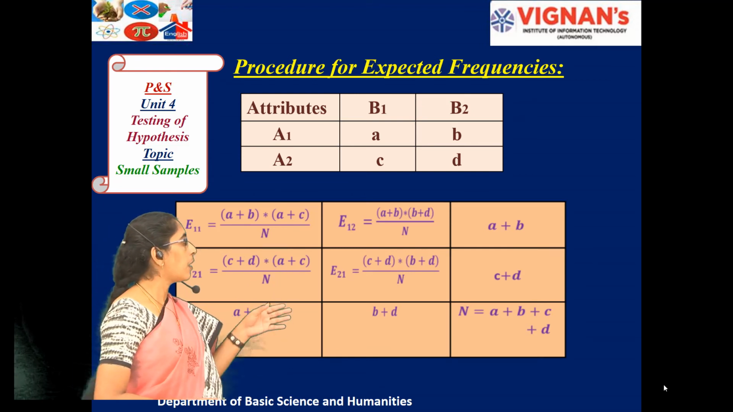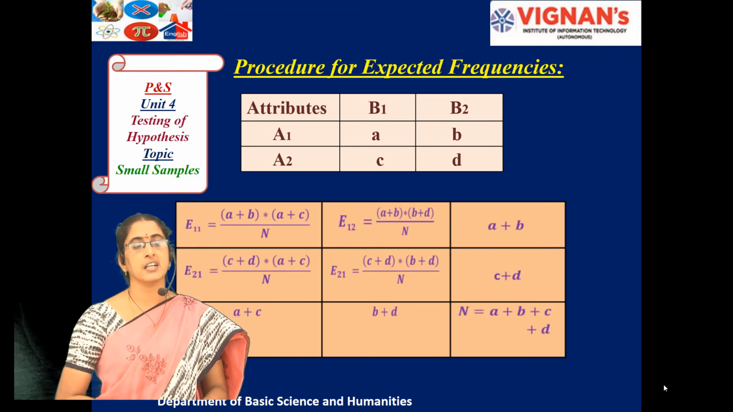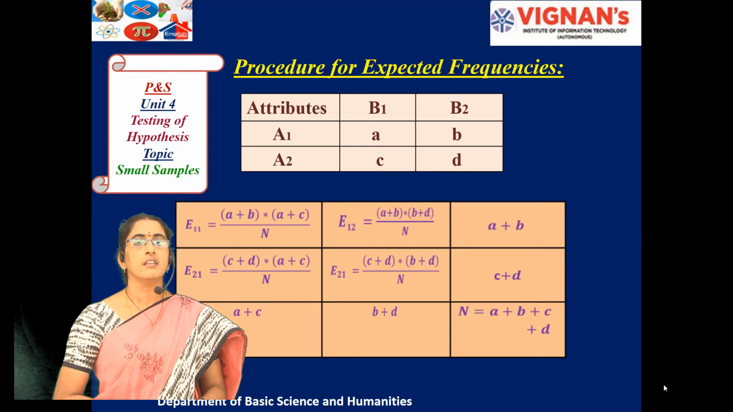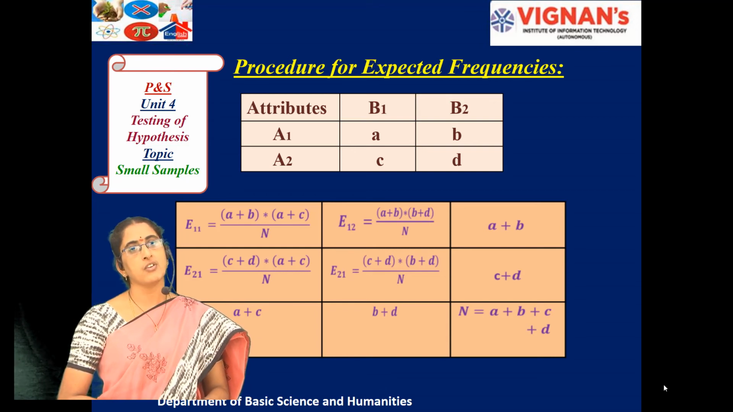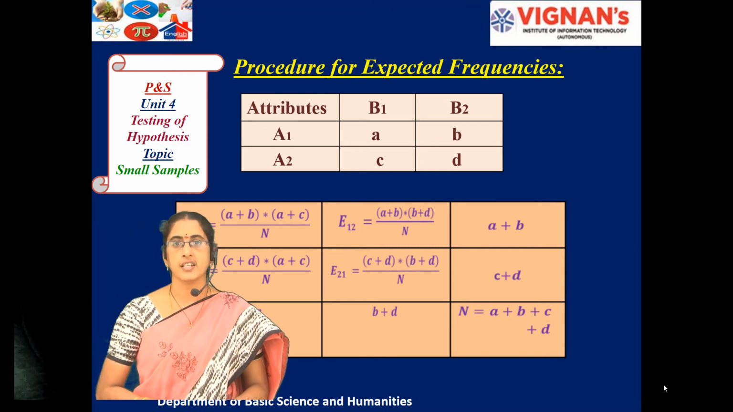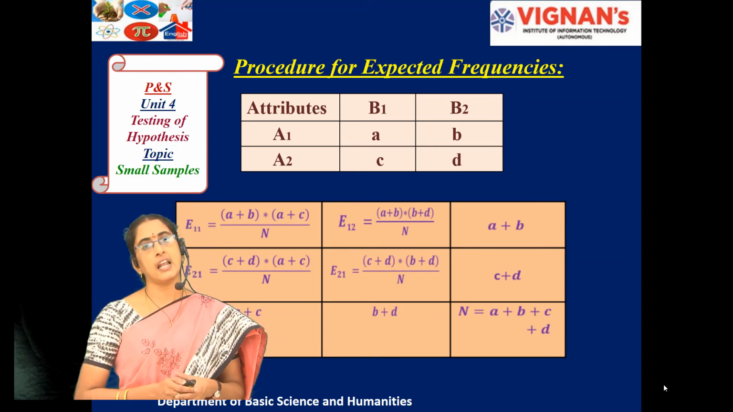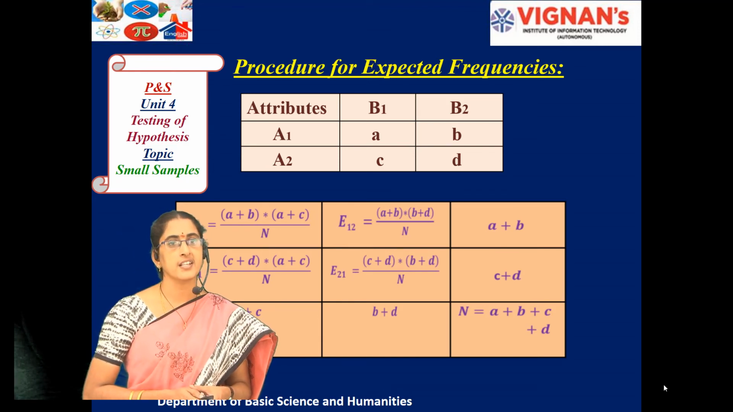Then the tabulated value is obtained at (R minus 1) into (S minus 1) degrees of freedom for the corresponding level of significance. Then again the same conclusion: if chi-square calculated is less than or equal to chi-square tabulated, the null hypothesis H0 is accepted. And if chi-square calculated is greater than chi-square tabulated, then the null hypothesis H0 is rejected.